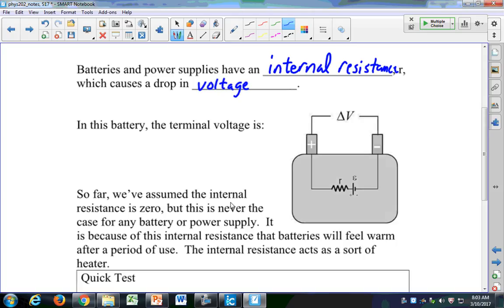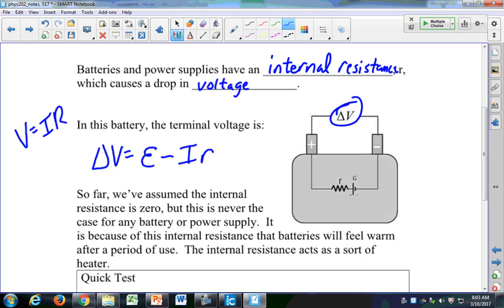So in this case, our terminal voltage, that's this voltage, delta V, is equal to the EMF minus the voltage across the internal resistance. This comes from Ohm's law. Remember we saw Ohm's law before. V is equal to IR. And so this then represents the drop in potential across the internal resistance. All right?